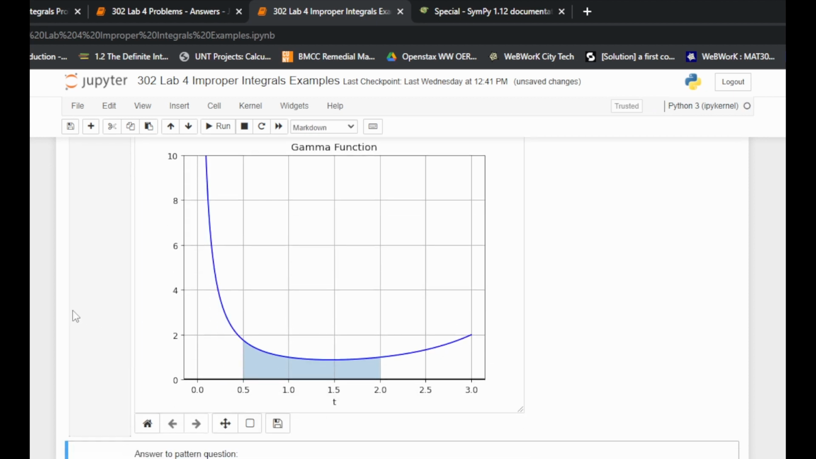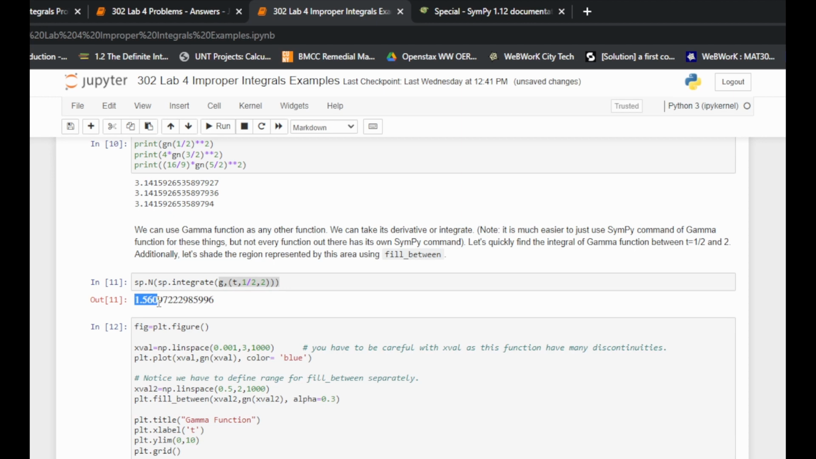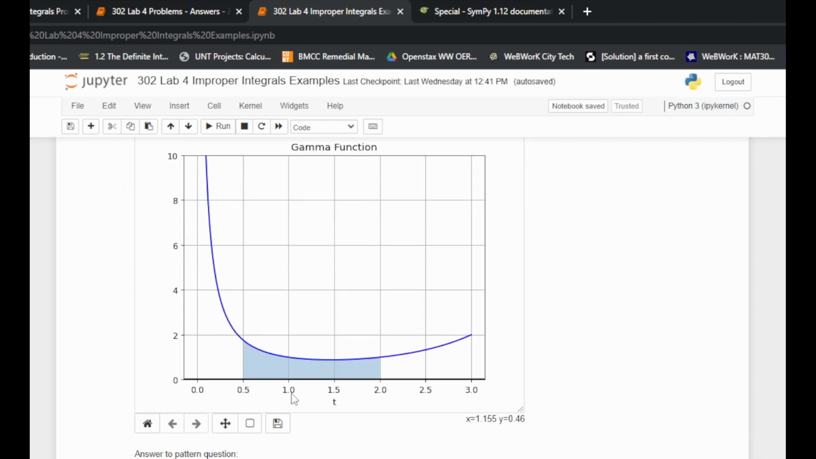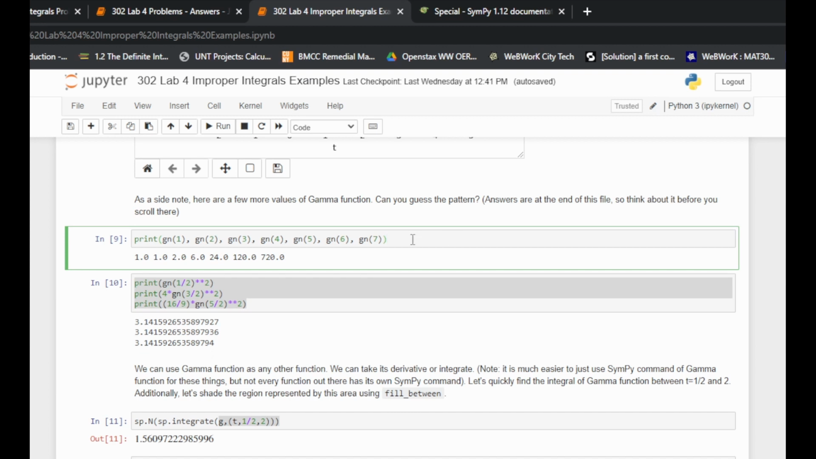So here's my answer. That's my graph between more or less 0 and 3. And here's the shaded area between 1/2 and 2. So the shaded area is the area that equals to about 1.56. So now let's try to answer the questions about pattern. So I will start with the first pattern, 1, 1, 2, 6, 24, and so on. So this is a factorial.